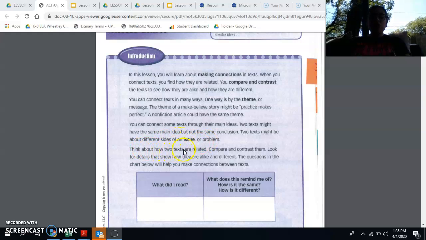Think about how two texts are related. Compare and contrast them. Look for details that show how they are alike and different. The questions in the chart below will help you make connections between two texts.